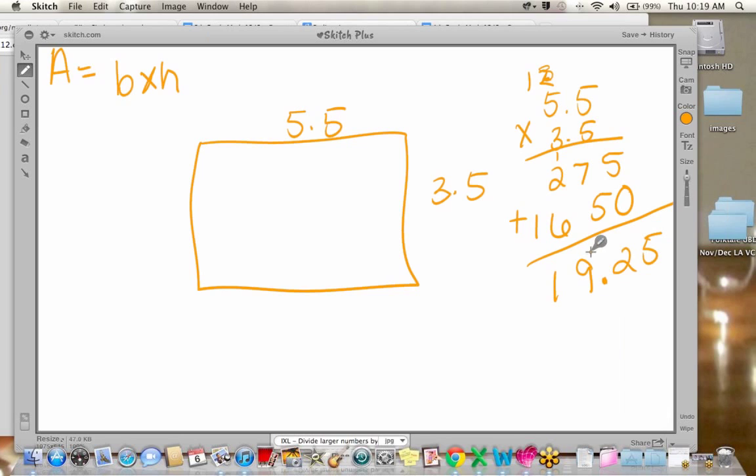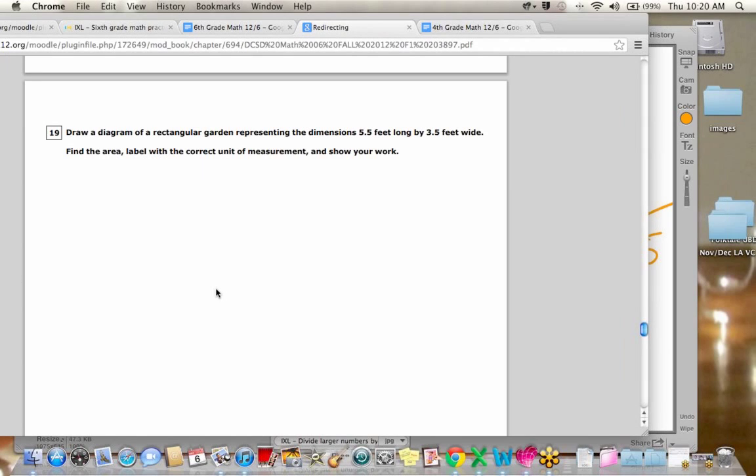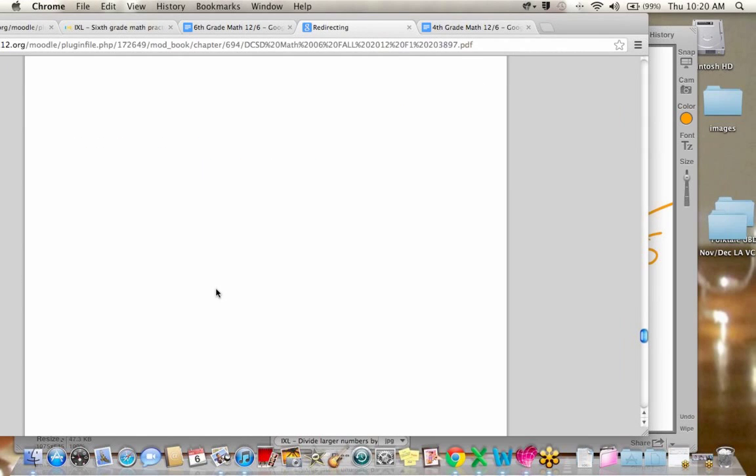Okay, so your basic multiplication problem, you should have come up with the answer 19.25. So if you notice, I did it for you right here. 5 times 5 is 25, carry my 2. 5 times 5 is 25, plus 2 is 27. Add a placeholder. 3 times 5 is 15, carry my 1. 3 times 5 is 15, plus 1 is 16. Add it all up. 19.25, and I know that there are 2 digits after the decimal because there are 2 digits after the decimals in my problem. So that's what you would have drawn, and the area is 19.25.